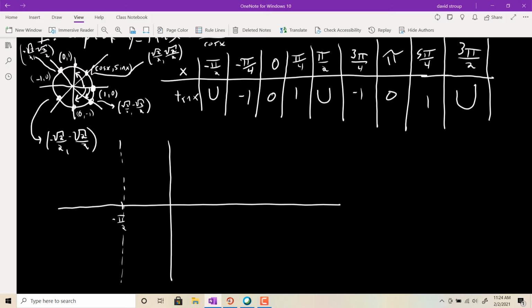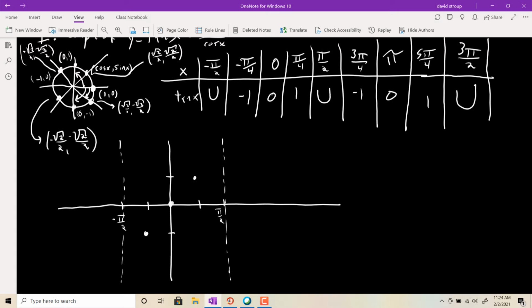And then it's at negative pi over 4, which is halfway in between negative pi over 2 and 0. You have negative 1, so maybe put some tick marks on here. And then it goes to 0, and then it goes to positive 1 at pi over 4. And then at positive pi over 2, there's another asymptote, right? And then the pattern just repeats.